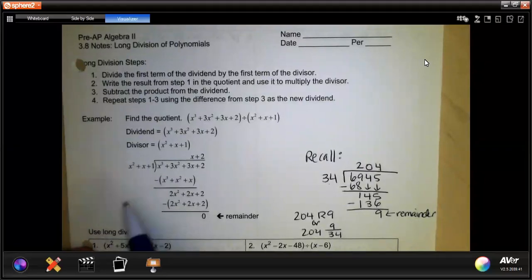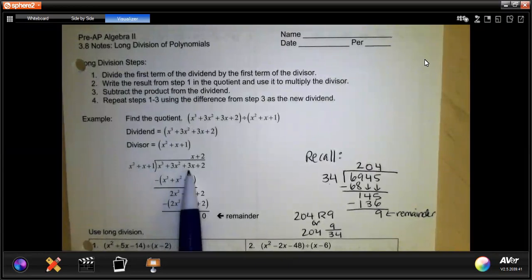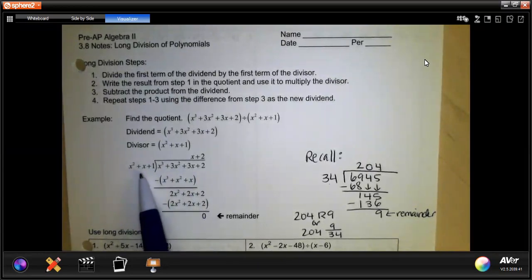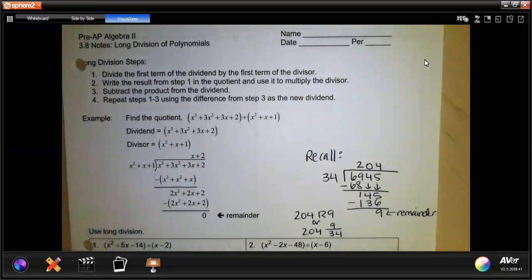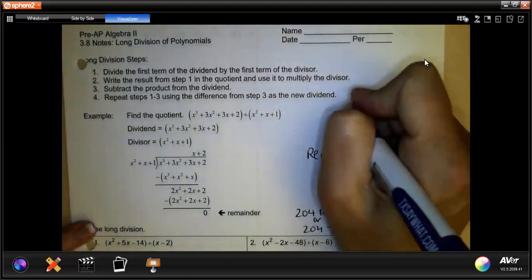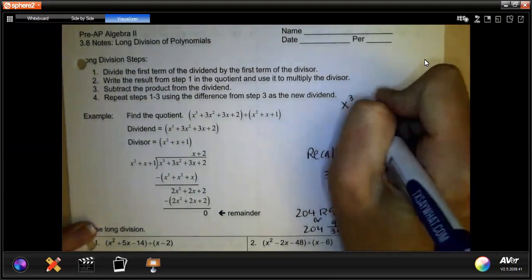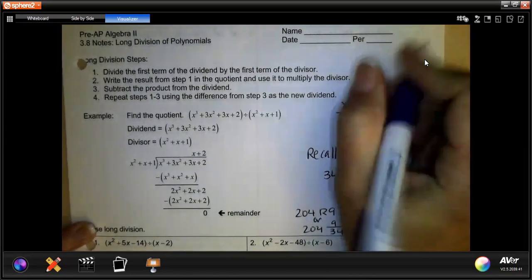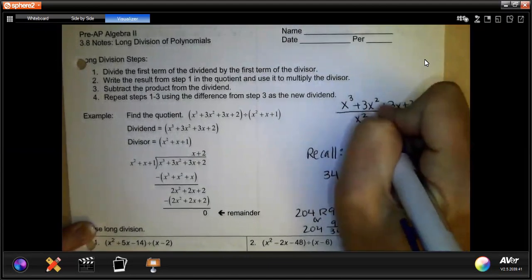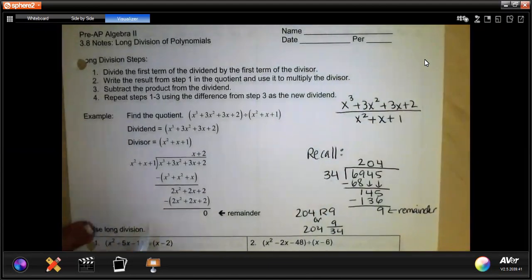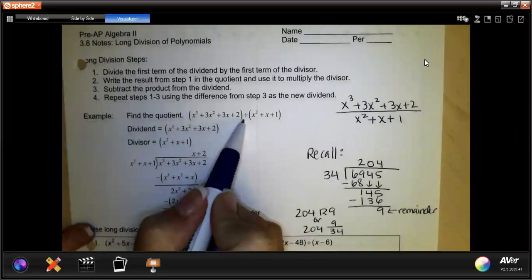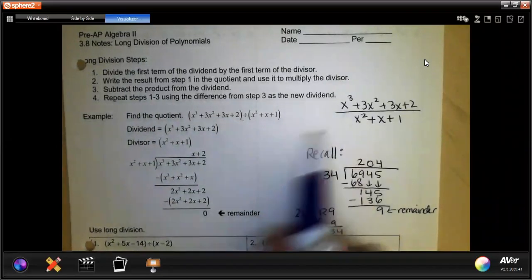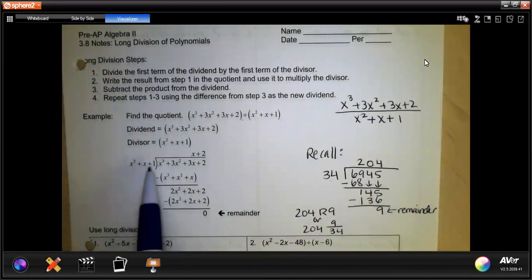So there's an example right here where we're dividing x cubed plus 3x squared plus 3x plus 2 by x squared plus x plus 1. We're going to go ahead and do some together. Sometimes you will see this written as a fraction, so I'm going to write that just so that you can recognize that as well. You can write the division like this, or as a fraction like that. You would want to set up that x squared plus x plus 1 on the outside, and then your dividend on the inside.